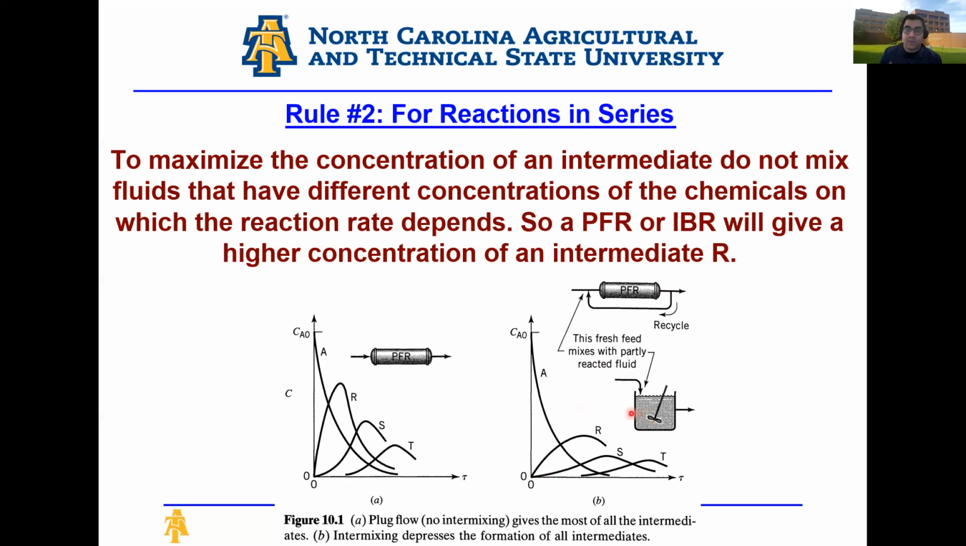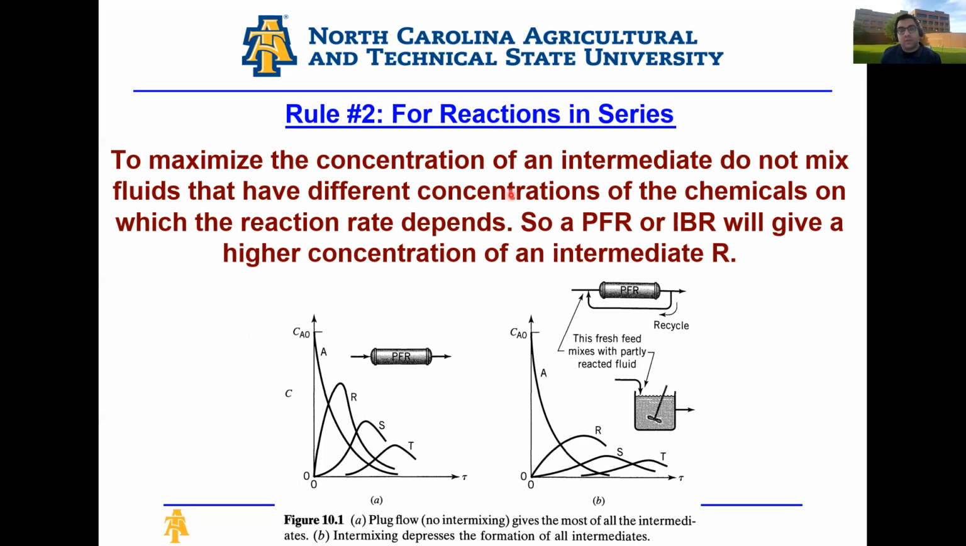Similarly for a CSTR, where CSTR is perfectly mixed, so all the elements are always mixing. So here, at CSTR, you're always forced to mix the elements or the species at different states of conversion, right? And in this case as well, you won't be able to reach a concentration of R or S as high as you can achieve when only using a PFR or an ideal batch reactor.